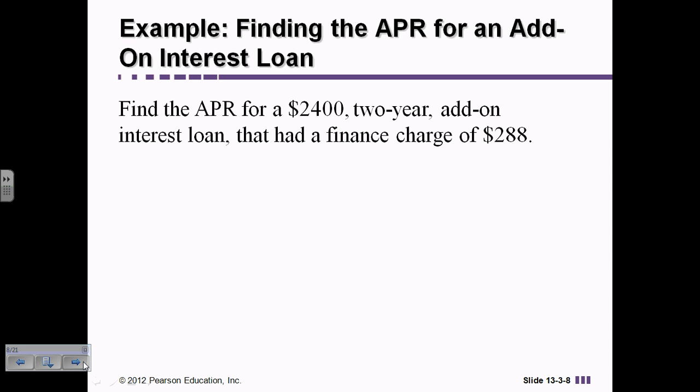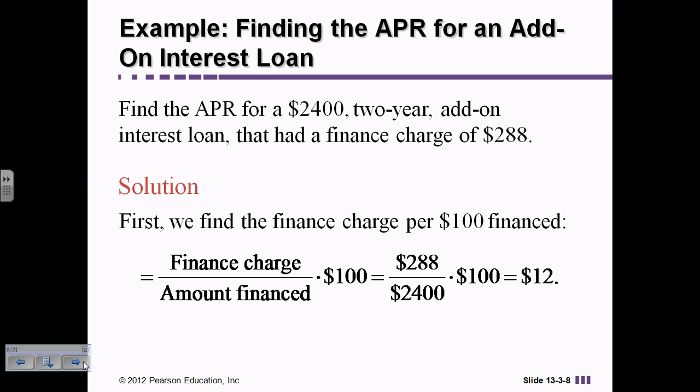So find the annual percentage rate for a $2,400 2-year add-on interest loan that has a finance charge of $288. So what you need to do is we're going to go through this formula, and we're going to take the finance charge, which is $288. We're going to divide it by the amount financed. So this formula is important. You need to keep this handy. Divided by the amount financed and multiplied by 100. And that gives us the number 12.